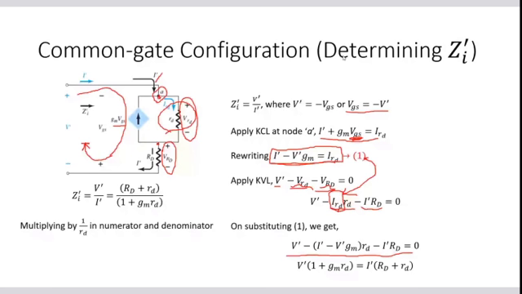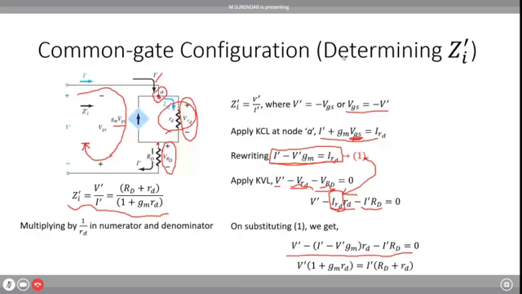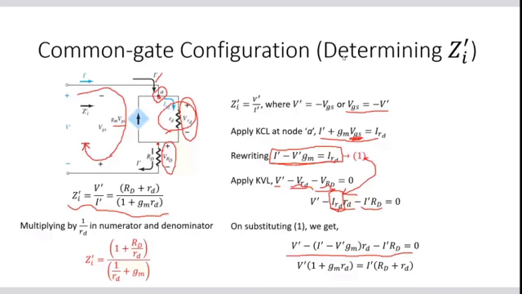When I'm multiplying 1 by RD in the numerator, we will be having 1 plus small rd divided by capital RD, and while multiplying 1 by RD in the denominator, we have 1 by RD plus GM. This is the final expression for Zi prime. We will be using this Zi prime to find the actual input impedance. See, Zi is your input impedance, Zi prime is your intermediate input impedance only. Okay, fine.